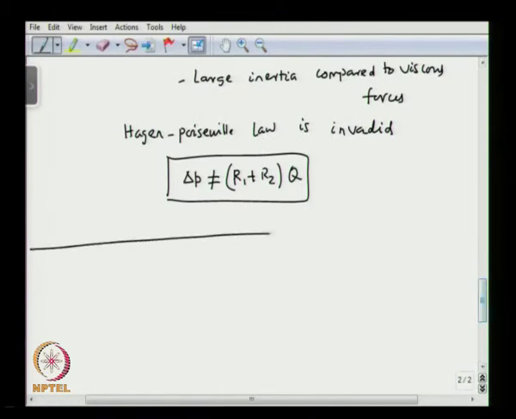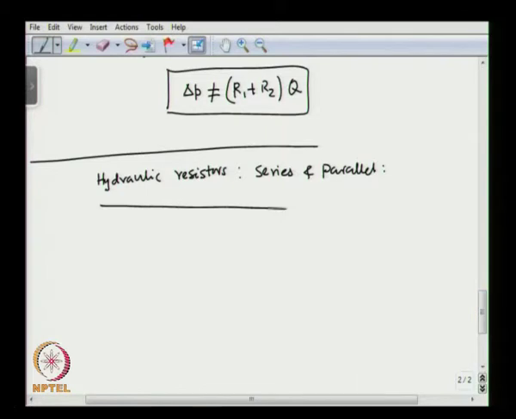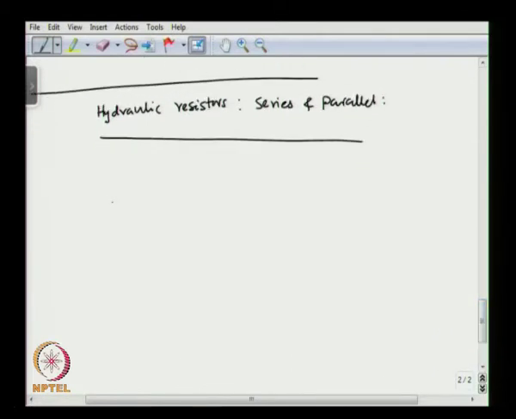So we consider hydraulic resistors in series and parallel. Let us consider two channels first, two individual channels. So this is, let us say, channel 1, and here the pressure is P star plus delta P and here the pressure is P star. So the resistance is R1 and the flow is Q1. So we can write delta P, let us call it delta P1, equal to R1 times Q1.